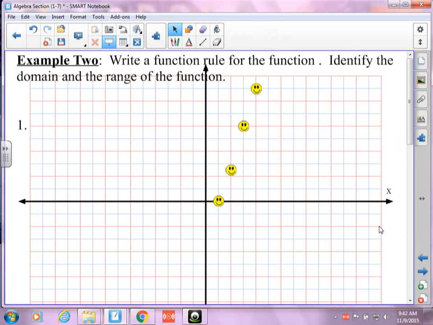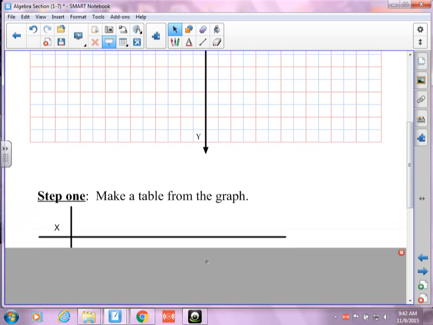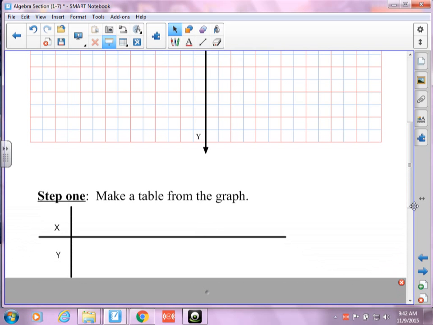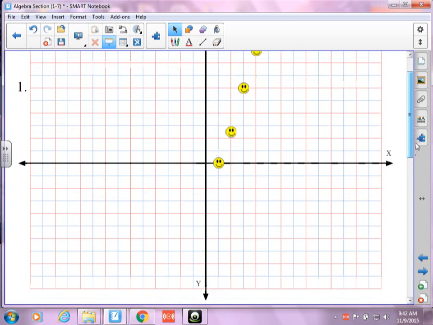All right. On this, it says to write a function rule for the function, identify the domain and the range of the function. All right. So what we're going to do is step 1, we're going to make a table. Now notice that this is not an H table. There is no work involved in this. All I need to do is list my ordered pairs. And I'm going to go from left to right.